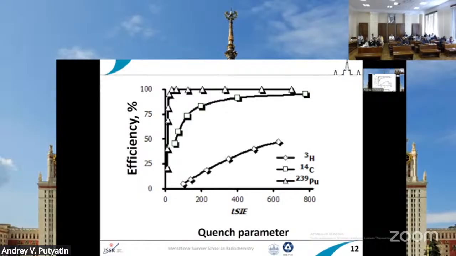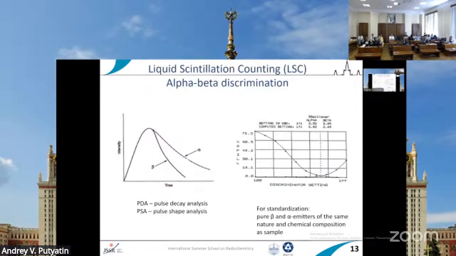But you can see that, for example, for carbon-14, which also has a very low energy of beta particles, something like 156 kiloelectron volts, the efficiency is already not so dependent on the quenching parameter. So the higher the energy of beta particles, the smaller the dependence of the efficiency on the quenching of the sample. Let's say after 200 kiloelectron volts, you can neglect the quenching of your samples.